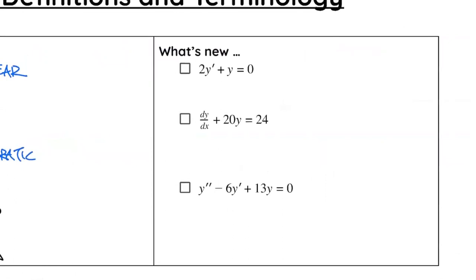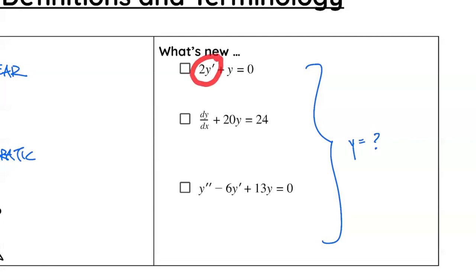But as far as what's new, we're going to be taking a look over the entire summer session at things that look like this, okay? And for all of these types of questions, our goal is going to be to say, what does y equal? Okay. So this whole summer session, we're going to be looking at solving equations.